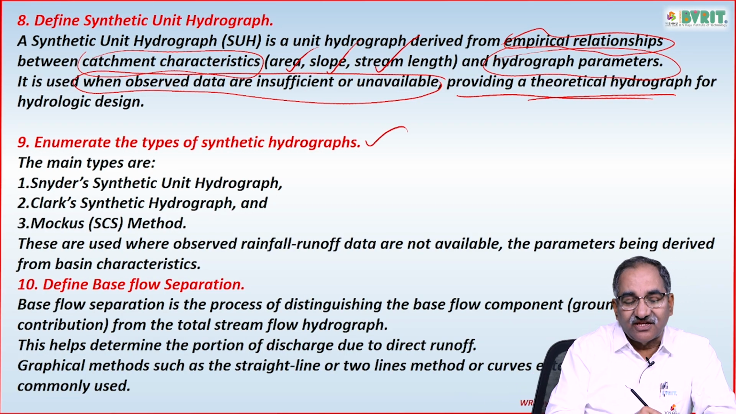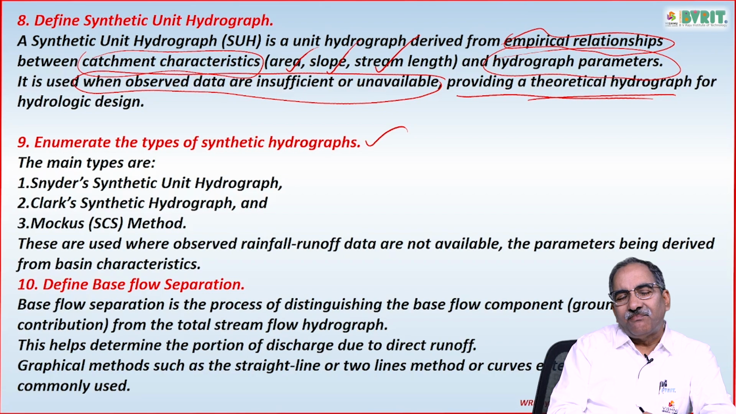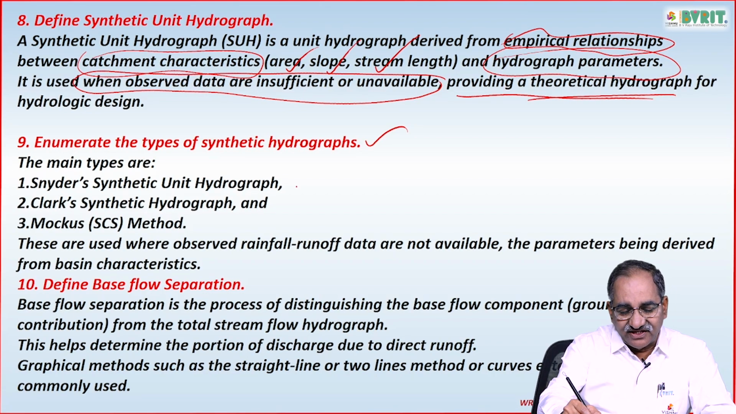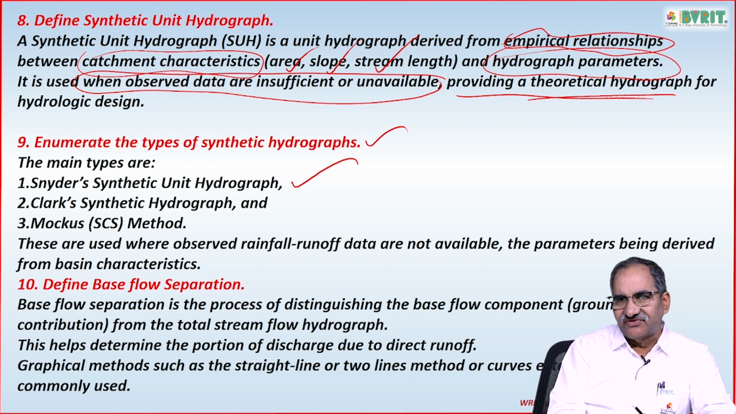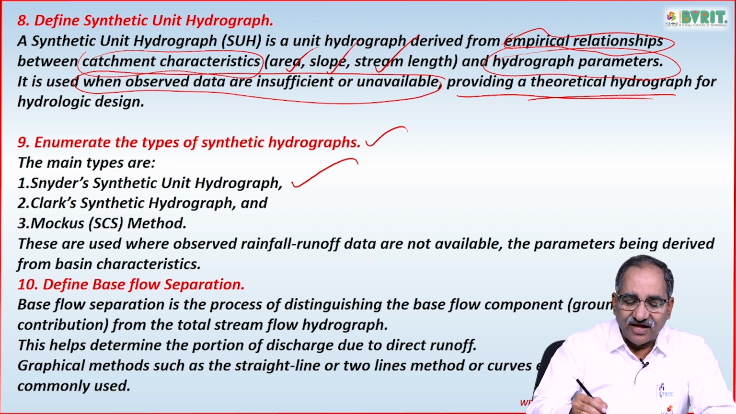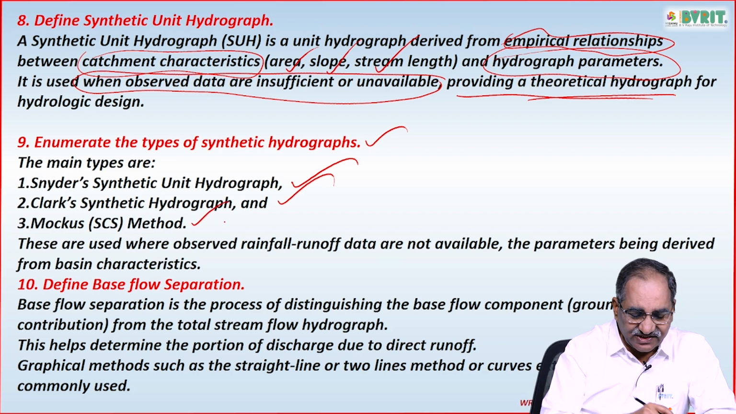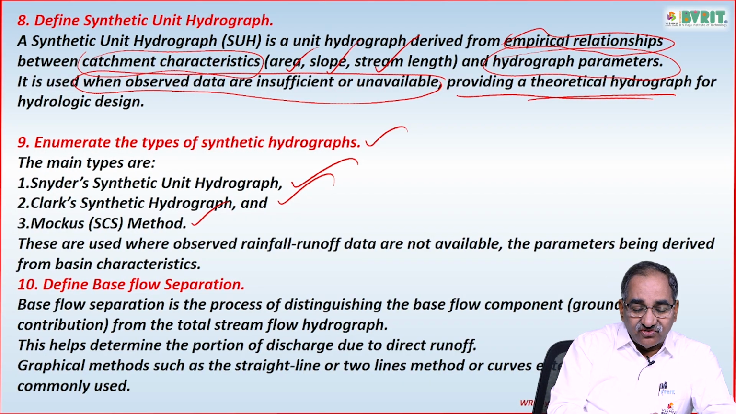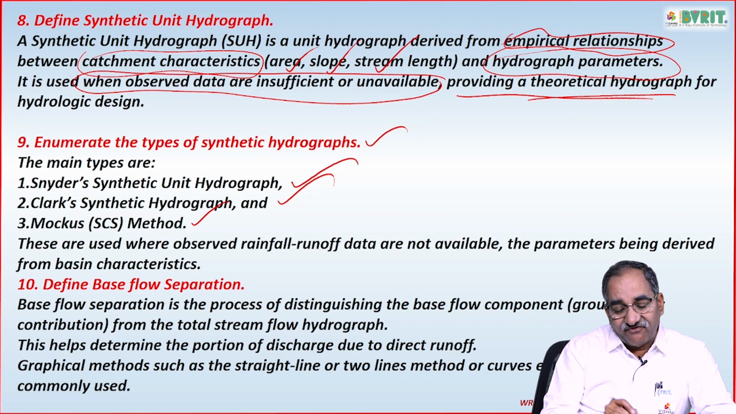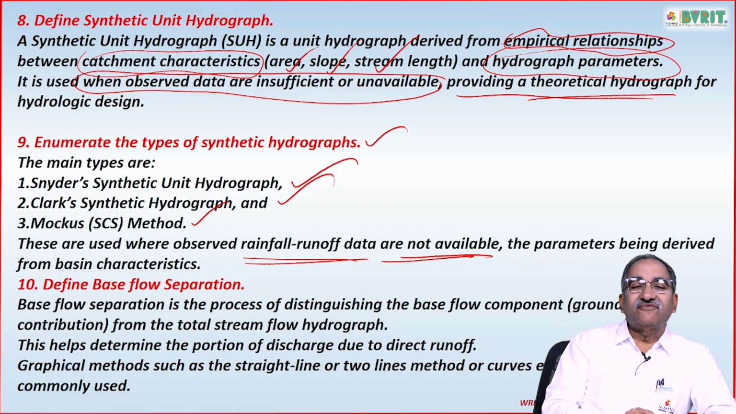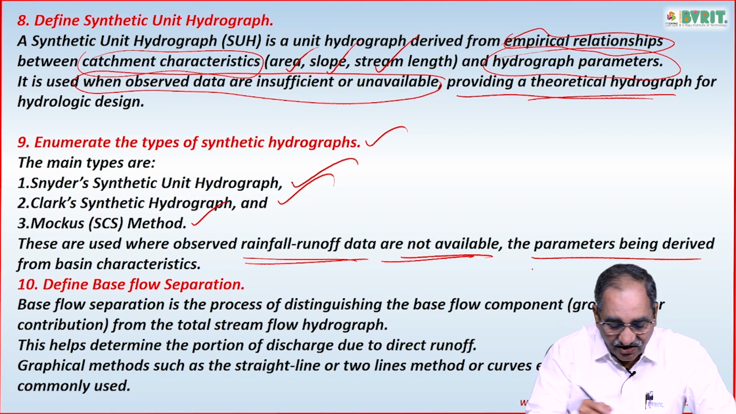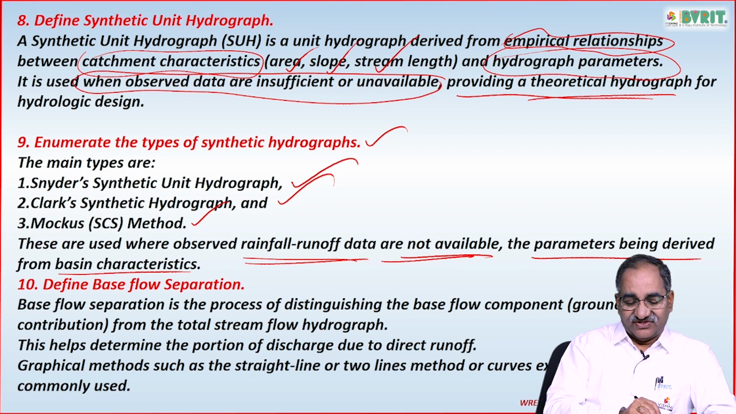Enumerate the types of synthetic unit hydrographs. The most popular synthetic unit hydrograph is Snyder's synthetic unit hydrograph. That is what we have studied also in our syllabus. Apart from Snyder's, the other two are Clark and Mockus. These are used where observed rainfall runoff data are not available. That is the fundamental thing, and the parameters are derived from basin characteristics.